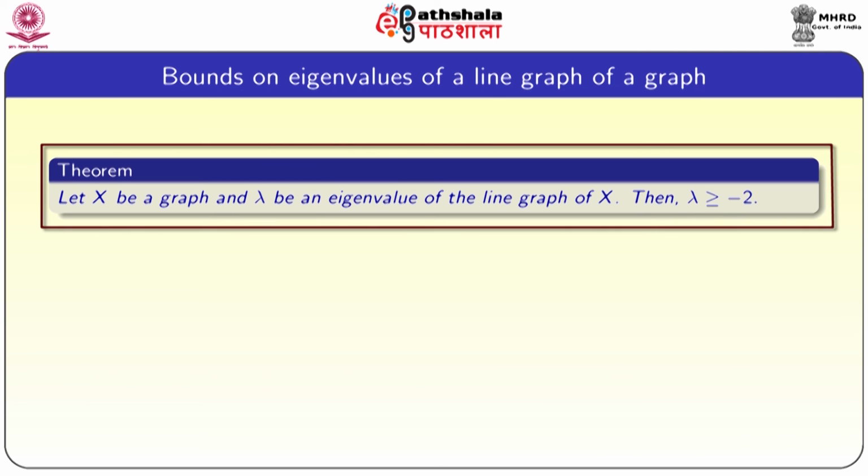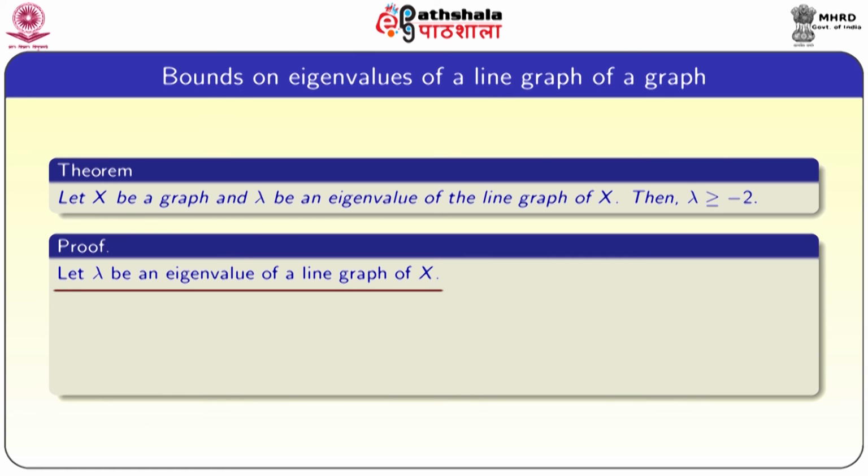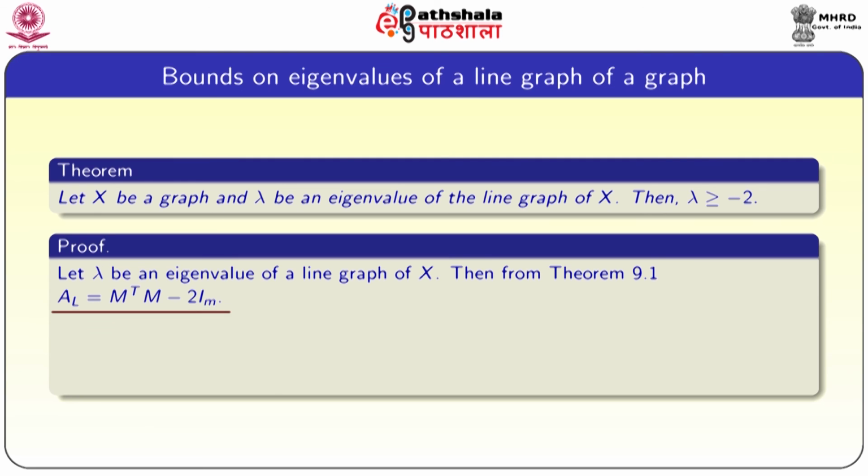Now, bounds on eigenvalues of a line graph of a graph. Let x be a graph and lambda be an eigenvalue of the line graph of x, then lambda is greater than or equal to -2. Proof: let lambda be an eigenvalue of the line graph of x. Then by the previous result, AL, the adjacency matrix of the line graph, is equal to M transpose M minus 2 times IM. We already showed that M transpose M is equal to AL plus 2 IM.